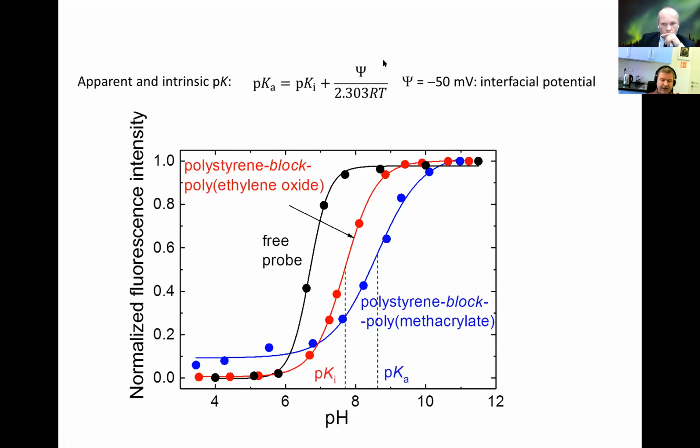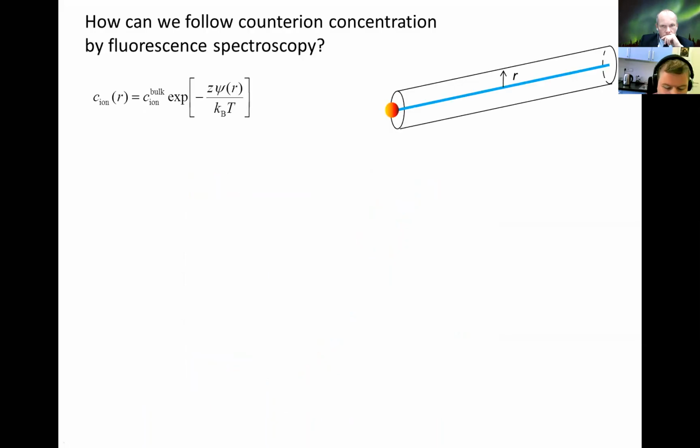And only from that we were able to obtain the interfacial potential by comparing the apparent pK shifted due to the charged interface and intrinsic pK, which is just due to the different dielectric permittivity on the surface. And the interfacial potential was around 50 millivolts, which was quite comparable with those found by zeta potential measurement. So in a more general way, how can we follow counterion concentration by fluorescence spectroscopy?